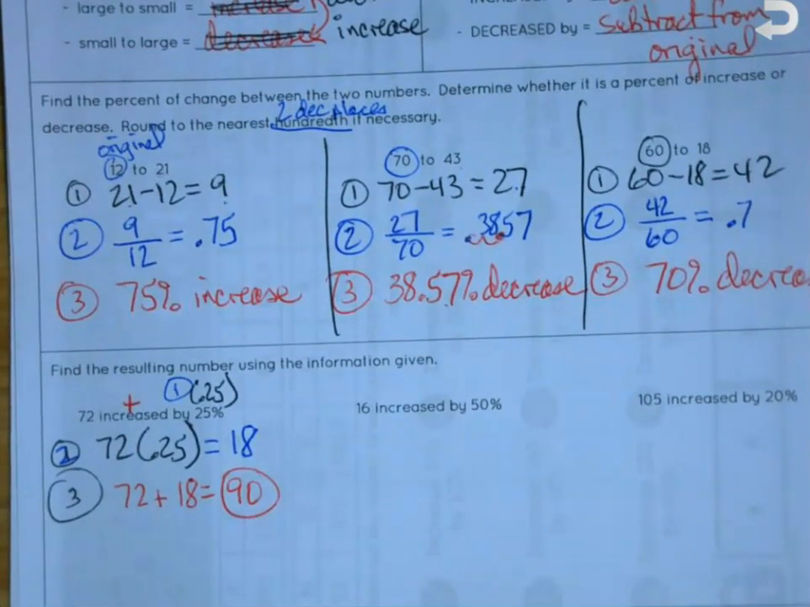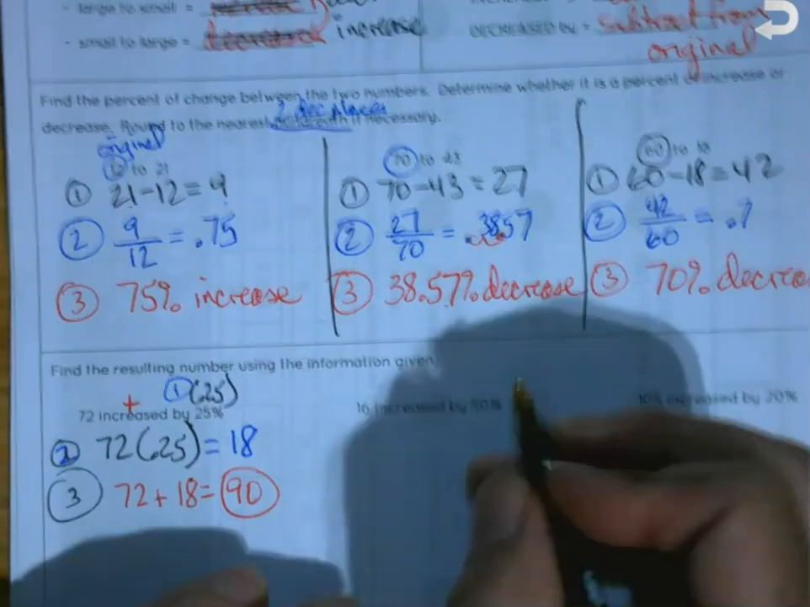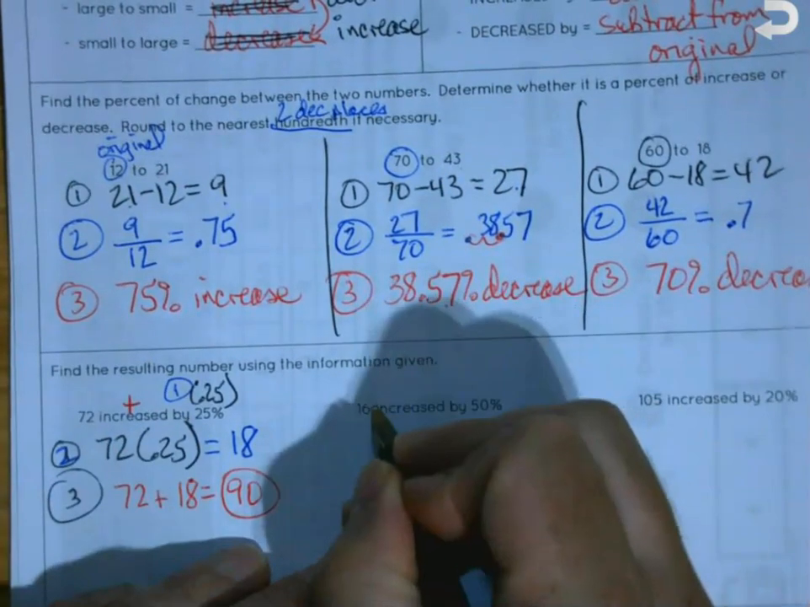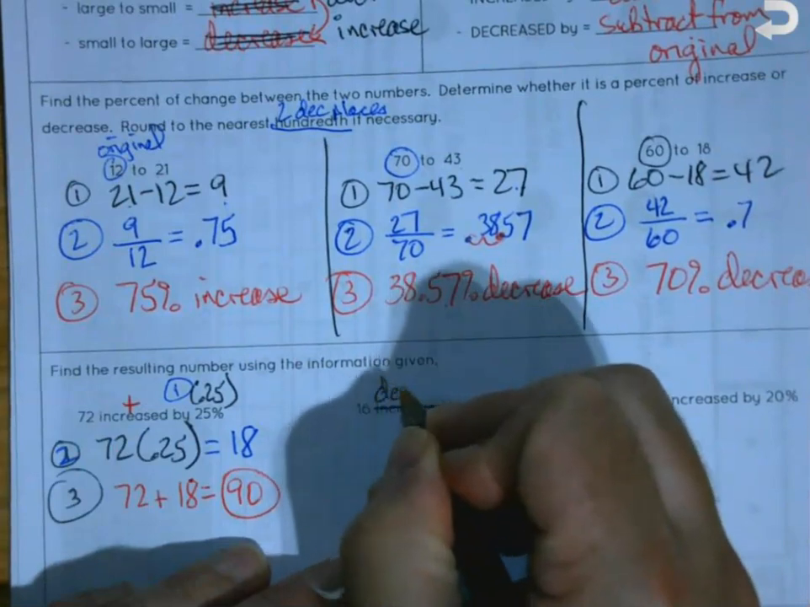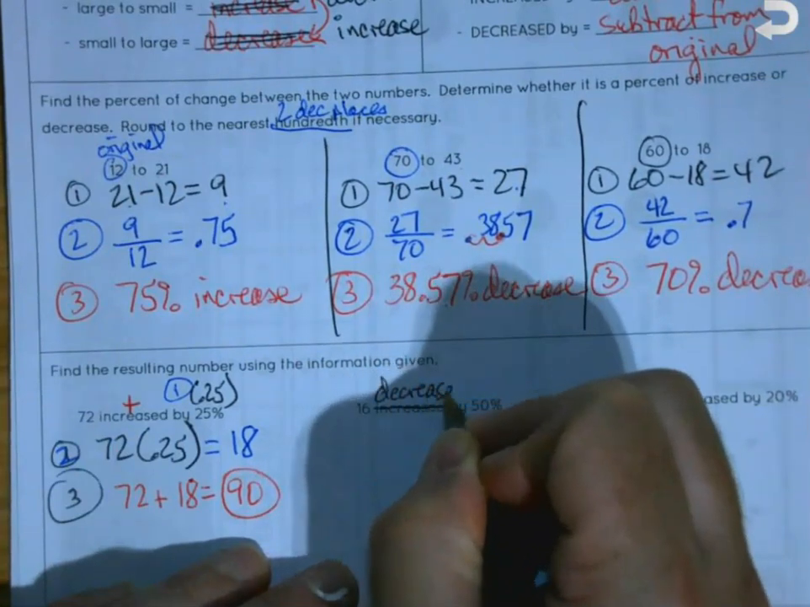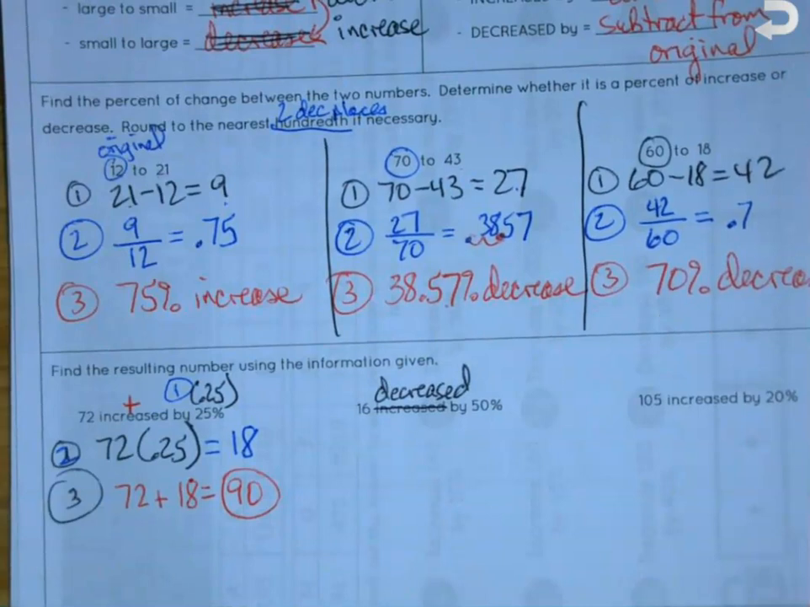And I'm going to do this just because for some reason I put increased for all of these. We don't want to do this. So we're going to change this increased to decreased just so we can actually see the two different options here.